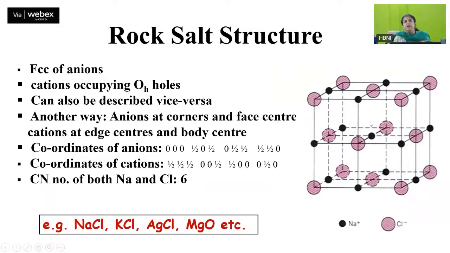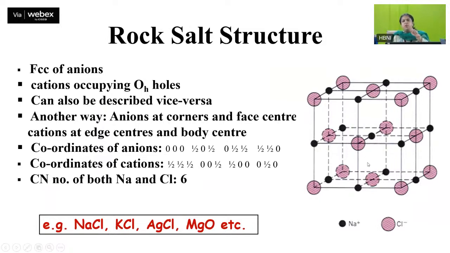This can be the unit cell representation also. These pink circles are the anions that are forming a face-centered lattice, that is, they are occupying corners and the face centers, and cations are occupying octahedral holes. So where are the octahedral holes? We just talked about it: in the body center as well as on the edge center.